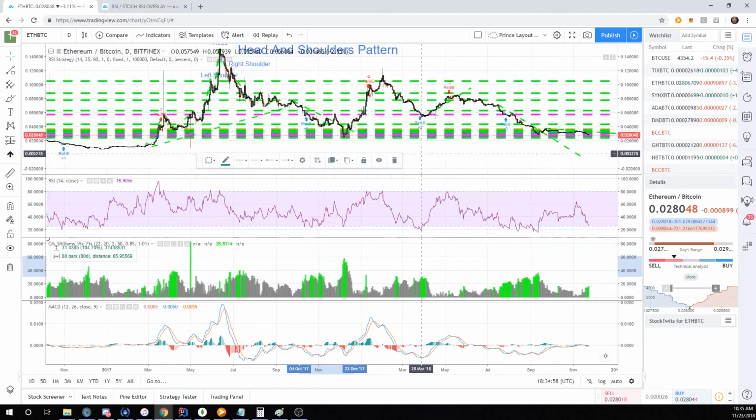Okay. So what would have happened if you had bought here, RSI, MACD crossing, Williams indicator, at the support level? What would have happened next? Would you have made money?